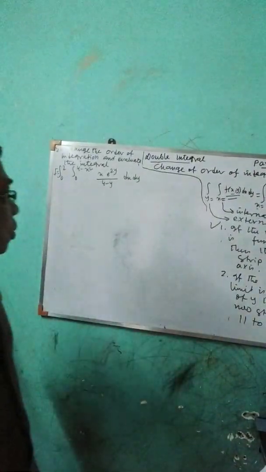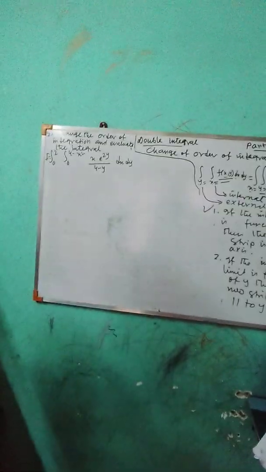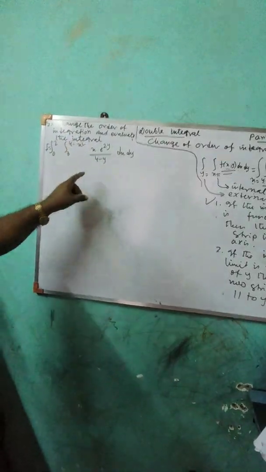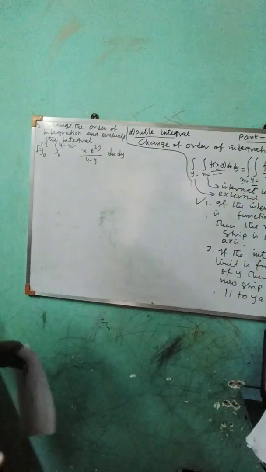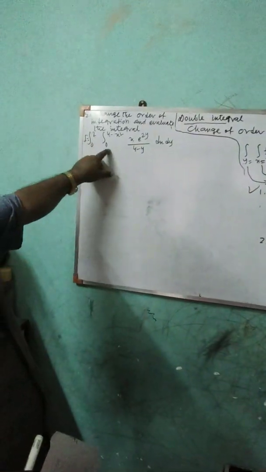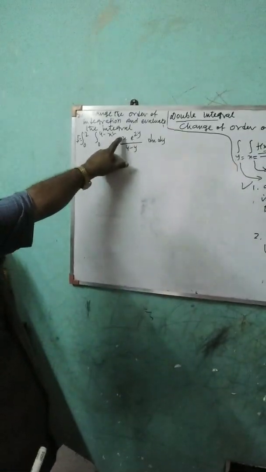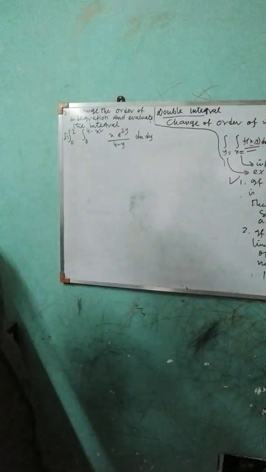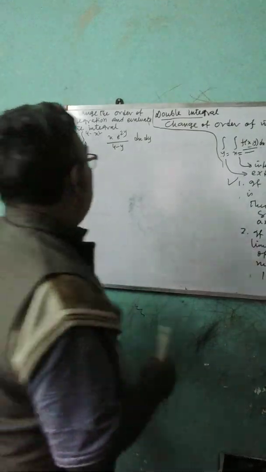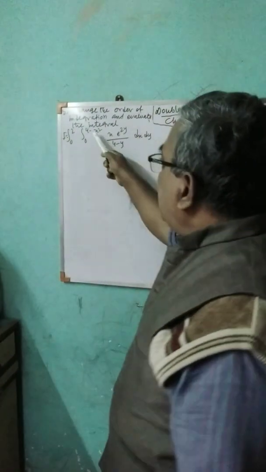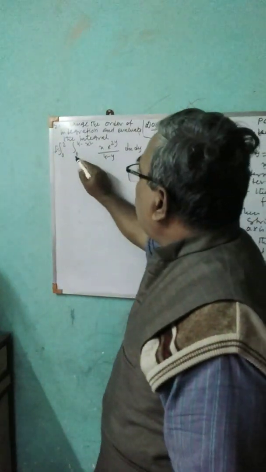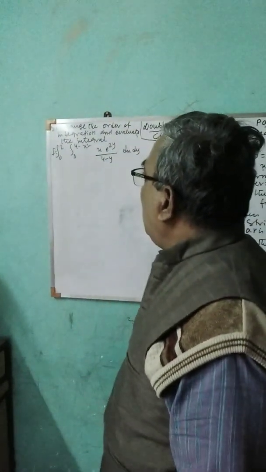Okay. So now I have taken a sum in double integral, change of order of integration. Change the order of integration and evaluate the integral. The integral is 0 to 2 and 0 to 4 minus x square, x e to the power 2y by 4 minus y, dx dy. So this is given. Now you see, this is actually not the standard form. What is the standard form? This is called the internal limit, this is called the external limit.